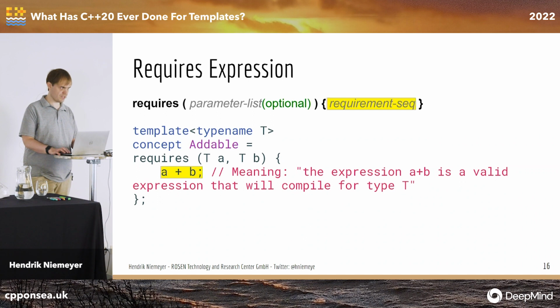And what happens there is, in each of these requirements, a template argument substitution takes place and syntactic checking of the code. And if these constraints are violated because there is, for example, illegal C++ code in there after template argument substitution, then this constraint will just evaluate to false. And if everything is fine after template argument substitution, it will evaluate to true. And this is done for every item in this requirement sequence.